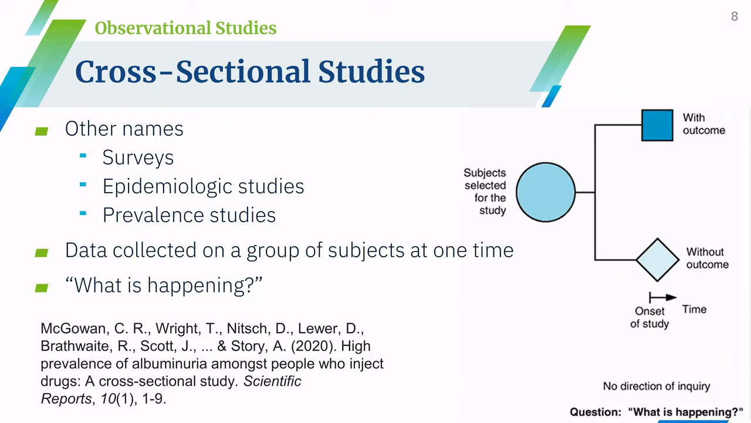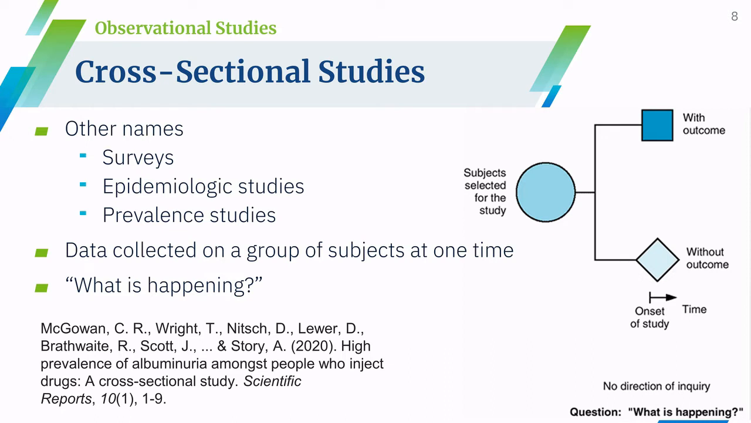The third type of observational study goes by all of the following names: cross-sectional studies, surveys, epidemiologic studies, and prevalence studies. We use the term cross-sectional because it is descriptive of the timeline and does not have the connotation that the terms surveys and prevalence do. Cross-sectional studies analyze data collected on a group of subjects at one time rather than over a period of time.